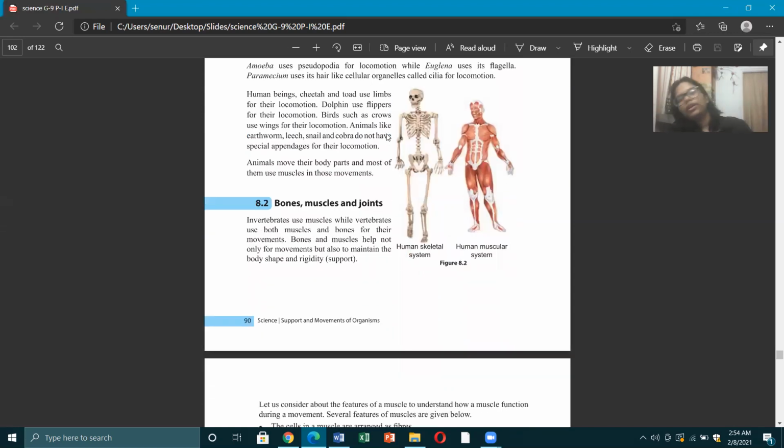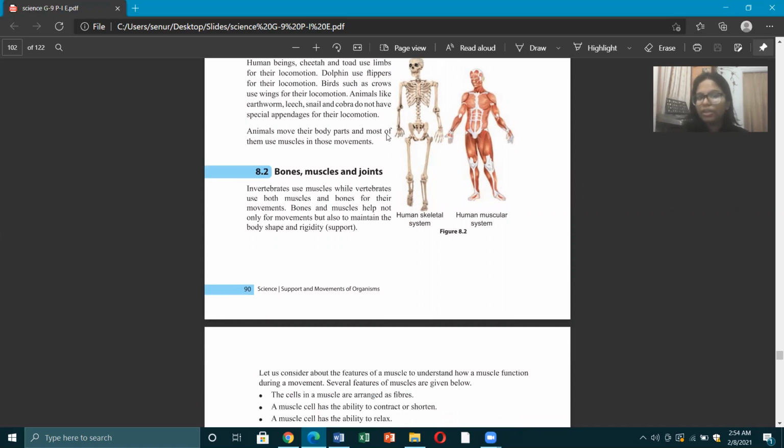So children, normally a lot of animals move their body parts with the use of muscles. Do you remember what invertebrates and vertebrates are? Invertebrates are the ones that do not have the vertebral column, whereas vertebrates are the ones that have the vertebral column. Invertebrates use their muscles.